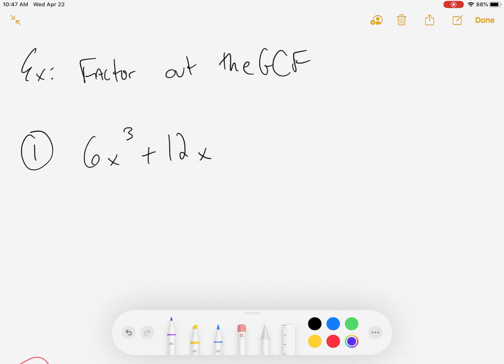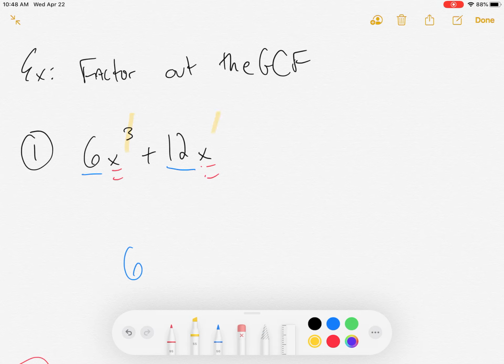Okay, let's go through and try a few example problems. It says factor out the GCF. The first thing we need to do when we're factoring out the GCF is to consider the numbers and letters separately. So I have a 6 and a 12, and I have x to the third and x. You have to ask yourself, what number multiplies into both 6 and 12? What's the highest one? You should say, well, that's 6. That's easy.